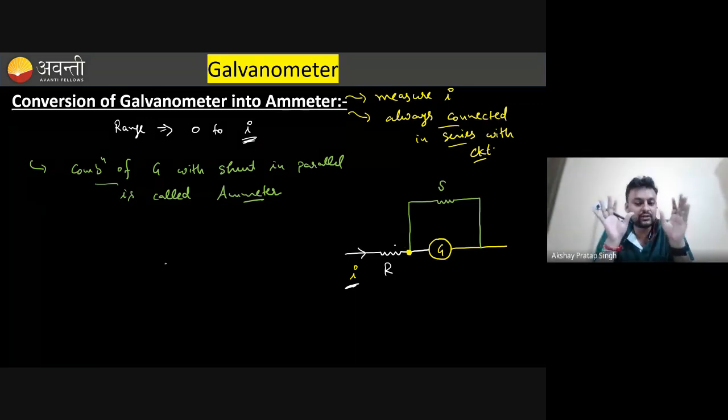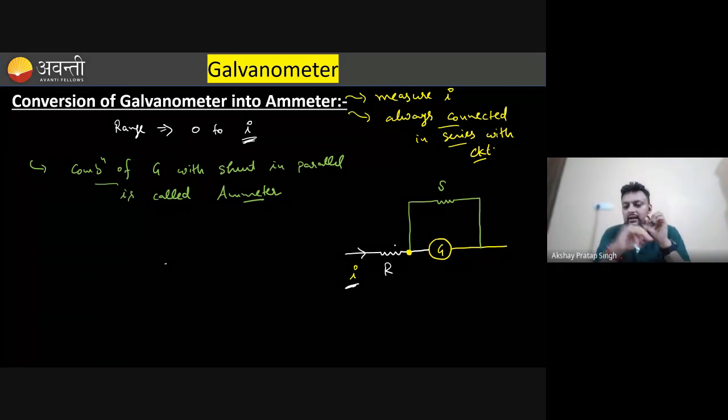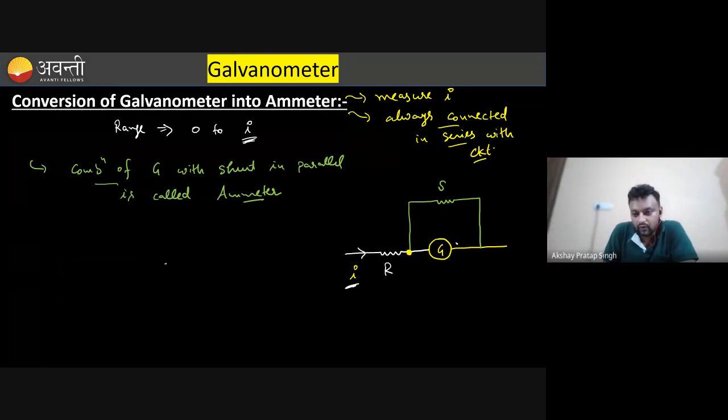I'm repeating my words. If the current in the circuit is the maximum that my meter can measure, then the needle should move to the maximum point, and this maximum current we named as full scale deflection current. On the previous slide, we gave this name to the maximum current, and it is denoted by IG. What is IG? Full scale deflection current.